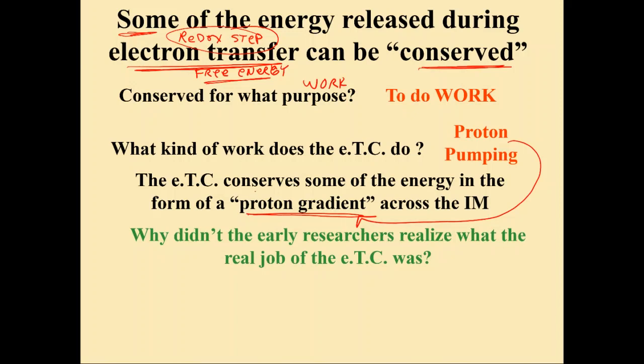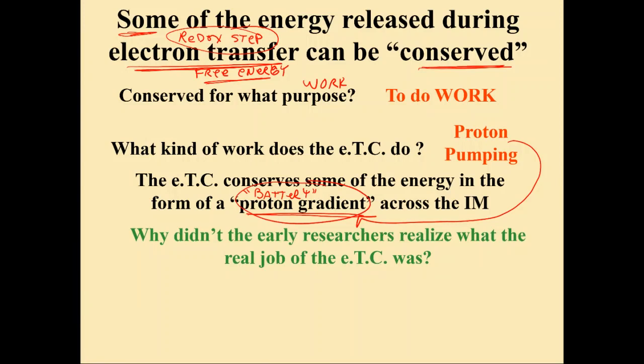And that proton gradient represents a battery, stored energy, because isn't that what a battery is? It represents stored energy. So we conserve the energy that's released during the redox steps of the electron transport chain. We conserve that to do proton pumping to charge a battery, to form a proton gradient, which is really the same thing as a battery. It's stored energy across the inner membrane.